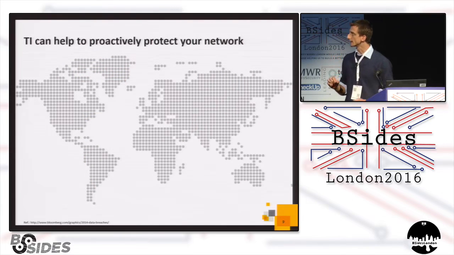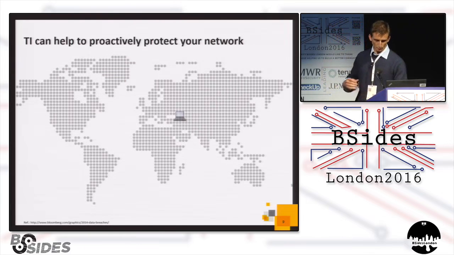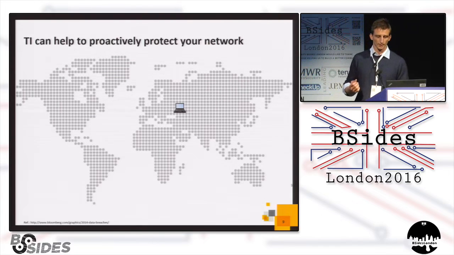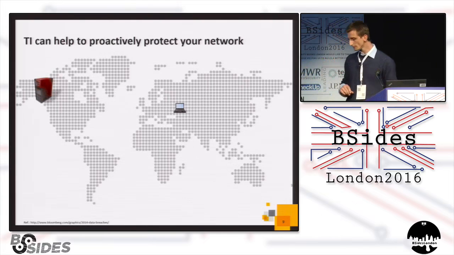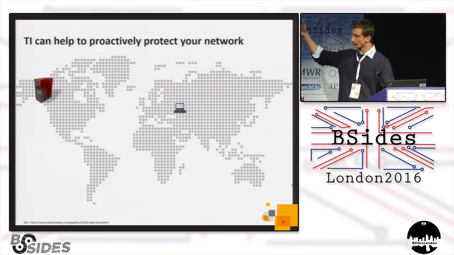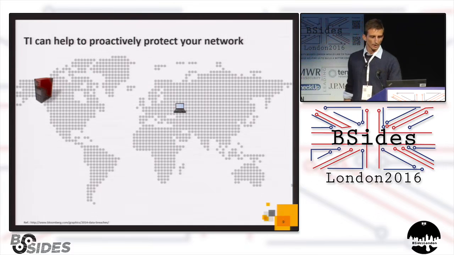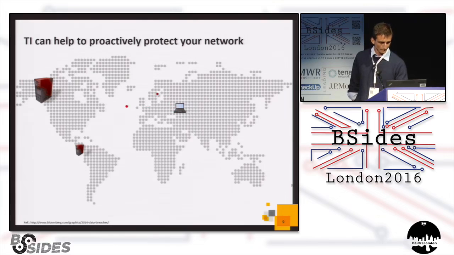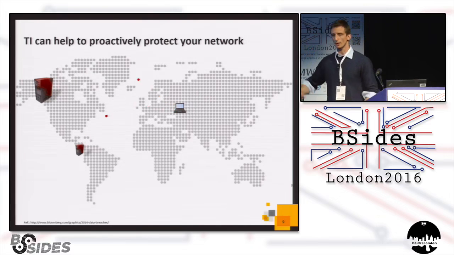Another thing is that threat intelligence can be used to proactively protect your network. What does it mean? Let's suppose that we have one machine in our corporate environment. It has been breached, and we see from our logs that it is connecting to a specific server in the US, sending data. We have another server in South America, and it is still sending data. So we have this information.